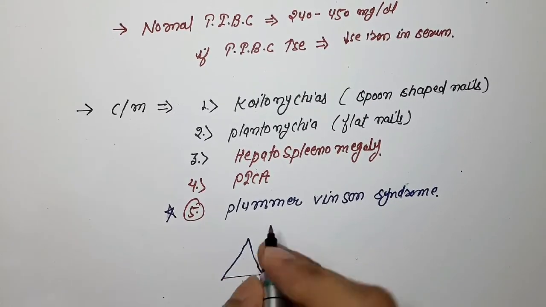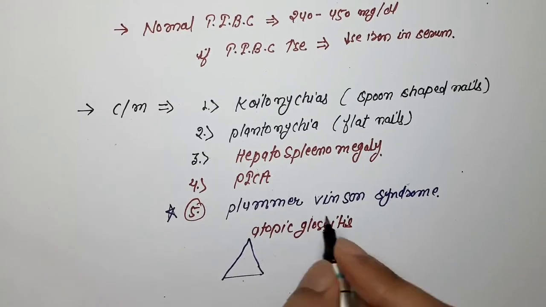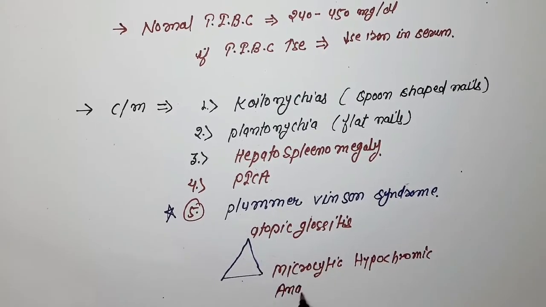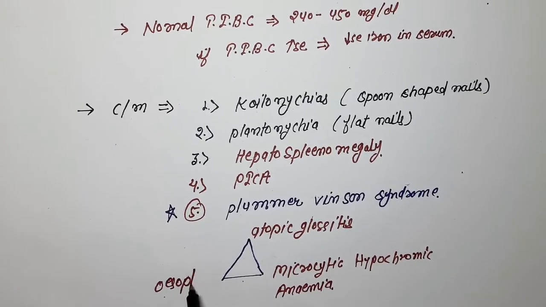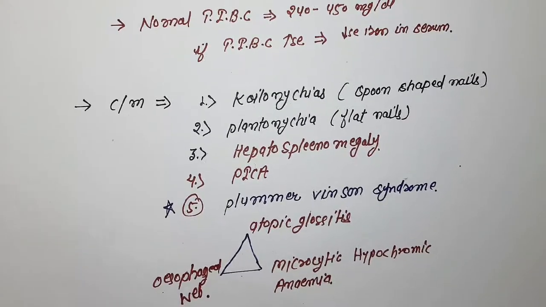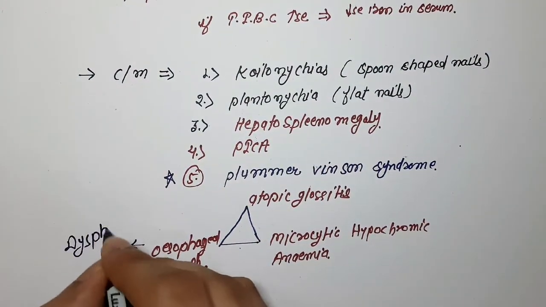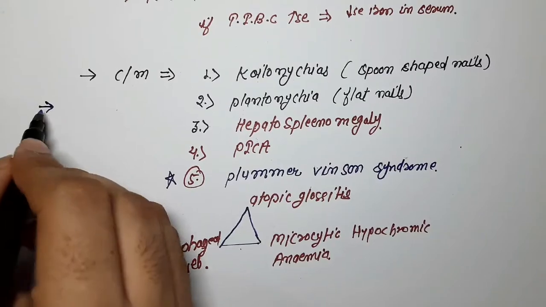Now this is very important. There is a triad. On the top, atrophic glossitis. On the right down corner, microcytic hypochromic anemia. On the left down corner, esophageal web. Now esophageal web is characterized by dysphagia, difficulty in swallowing.